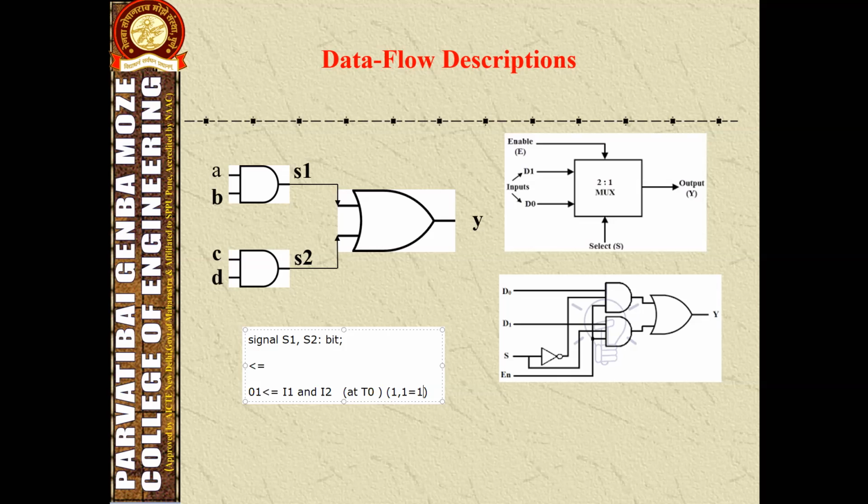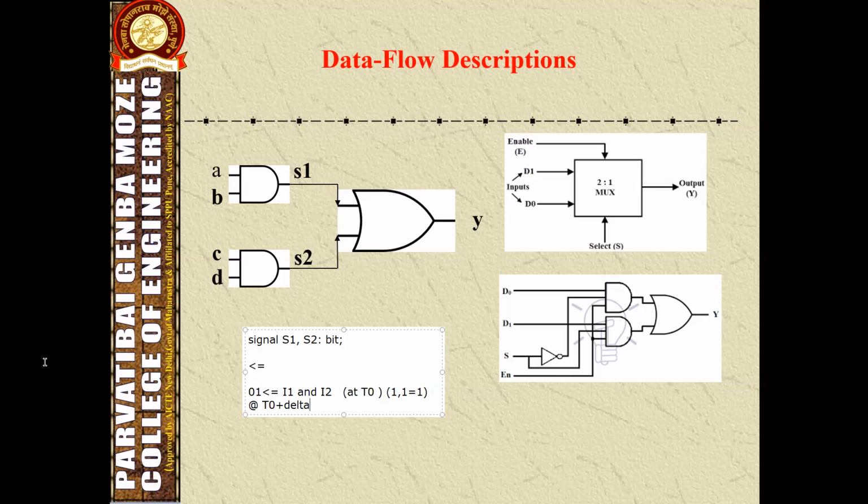If no delay time is specified, the HDL uses a defined infinitely small delay time, which is called a delta second, so the value is assigned at T0 plus delta. The delta sign is there, so I am writing the name instead of the sign.